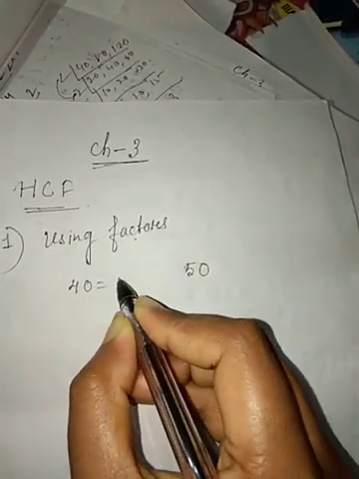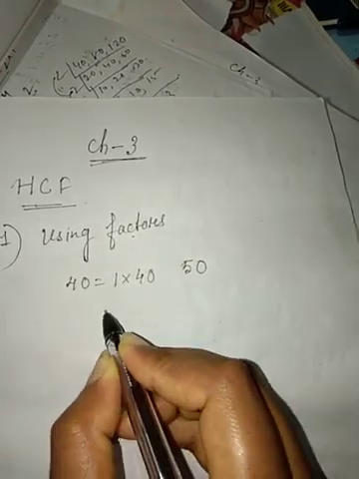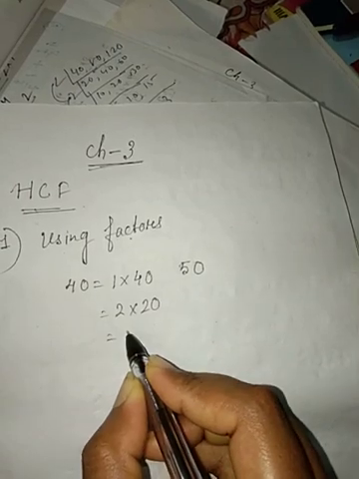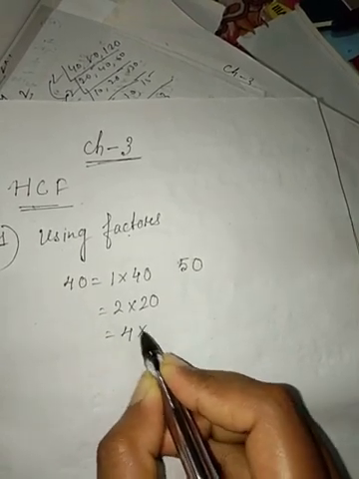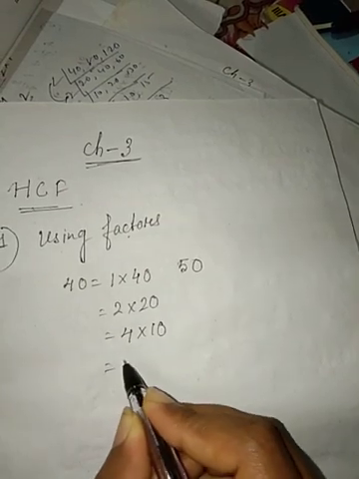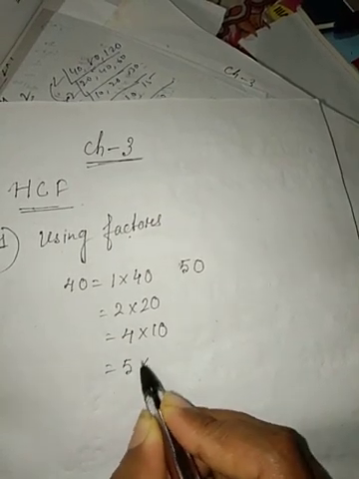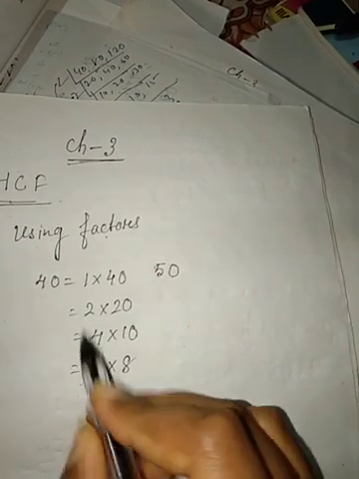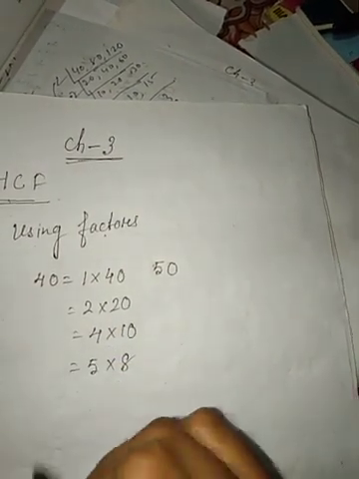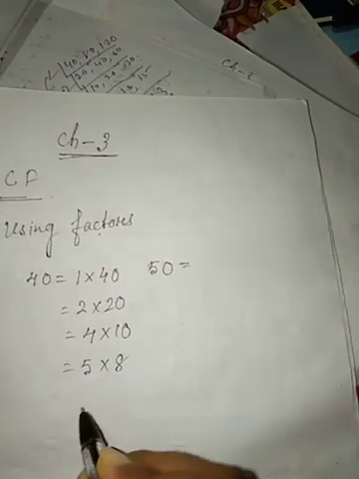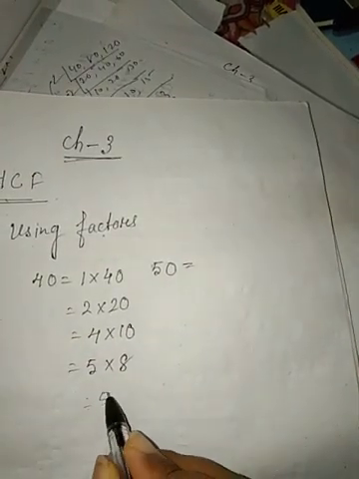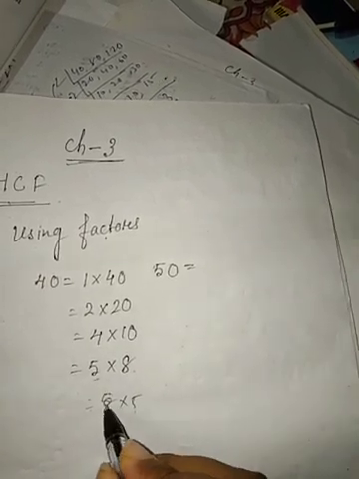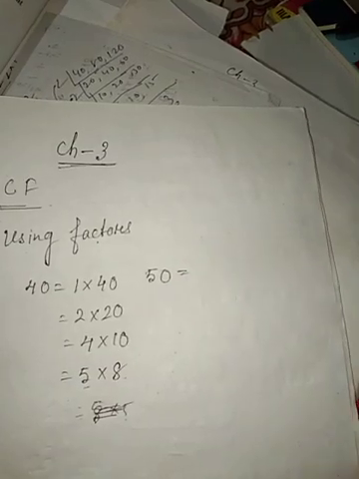For 40: 1 into 40, 2 into 20 is 40, also 4 into 10 is 40, also 5 into 8 is 40. These all are the factors of 40. You can also write 5 into 8 or 8 into 5, but they are the same, so you don't write 8 into 5.